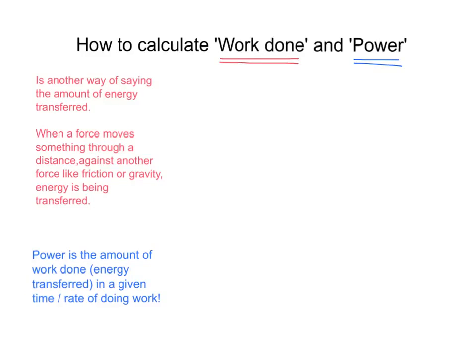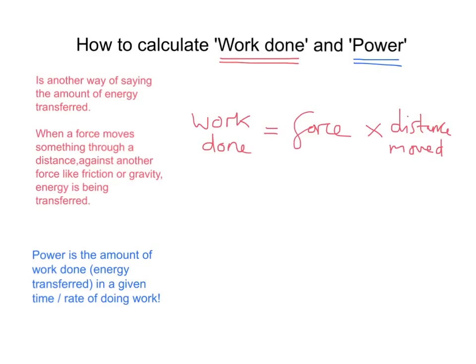So our formula to work out work done, right over here, work done is equal to the force multiplied by the distance moved. And that distance is in the direction of the force, and that's key. So it's in the direction of that force. Now, as always, let's think about some units for this.